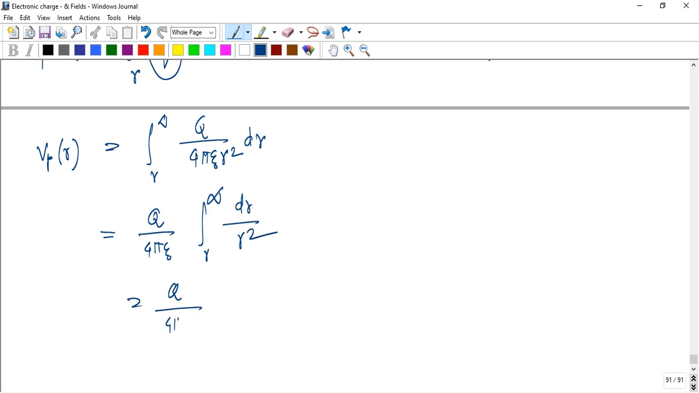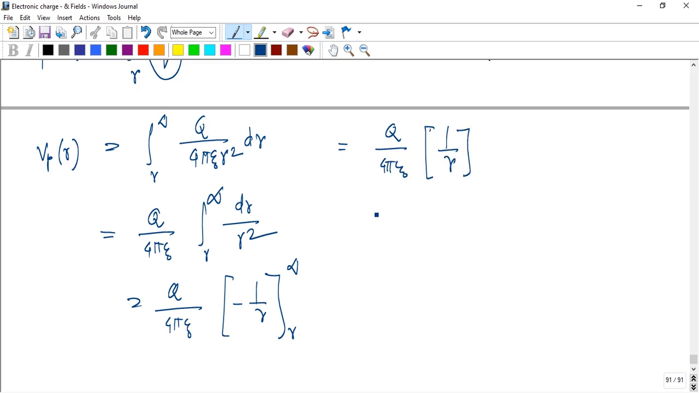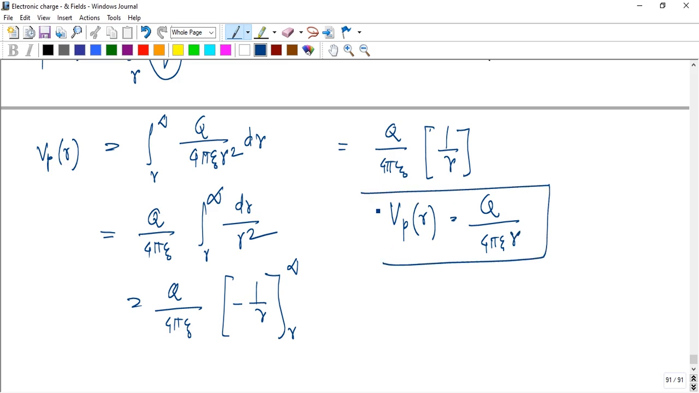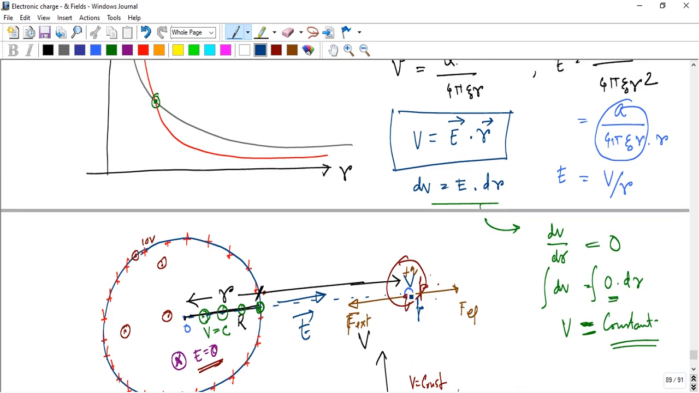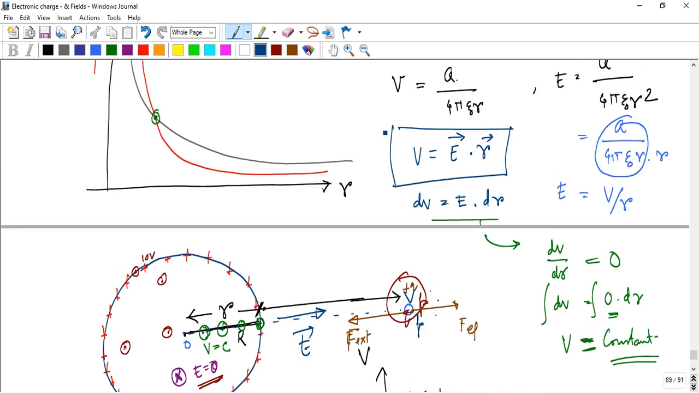If I solve this, we get Q over 4 pi epsilon naught times minus 1 by R, and putting the limit R to infinity, 1 by infinity is 0, so we get 1 by R. So the potential at point P as a function of R is Q over 4 pi epsilon naught R. This is the important formula you get, the potential at point P, and another relation between potential and electric field. It is a very important formula.